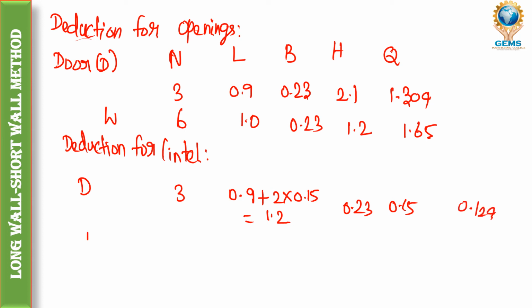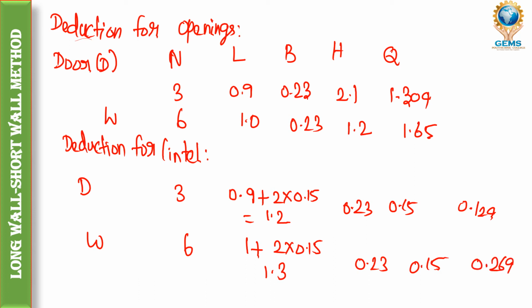Then for window, the same. How many windows are there? 6. Then the same procedure. The window size is 1, so 1 plus 2 multiplied by 0.15, we will get 1.3. Then 0.23, then 0.15, so we will get 0.269. We need to add all these deductions, and by adding them it will come to about 3.35.